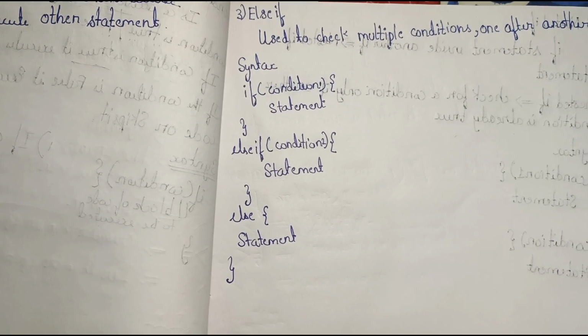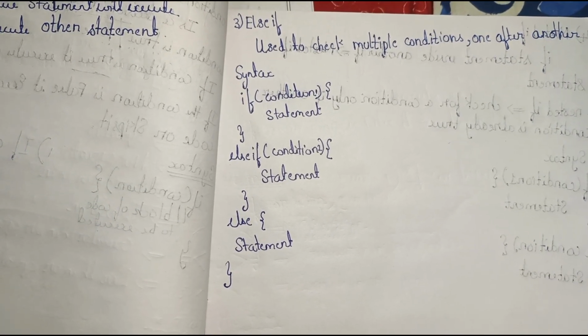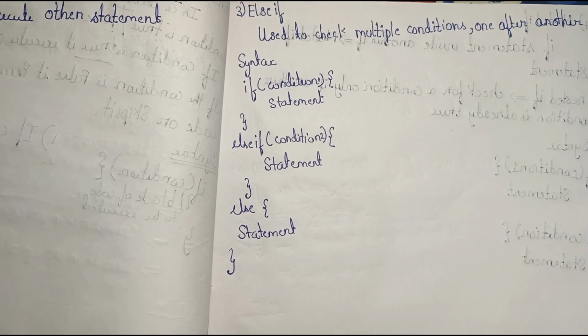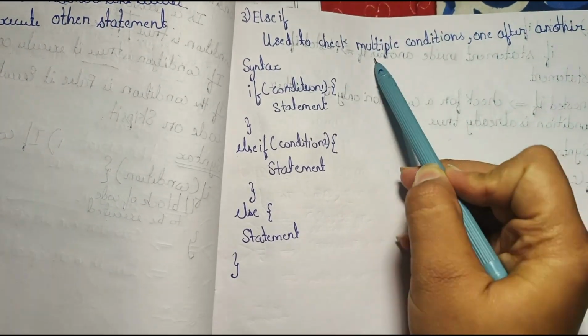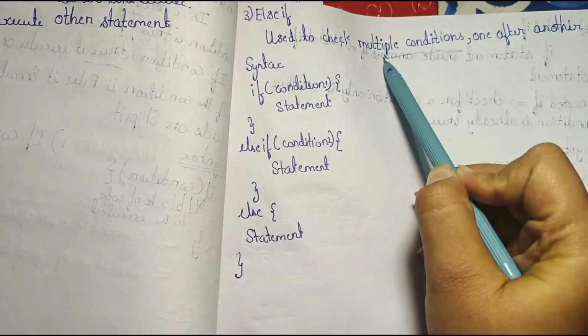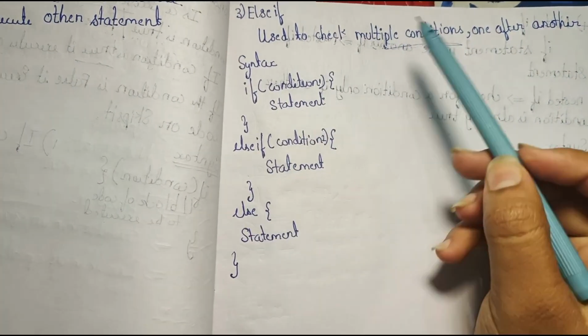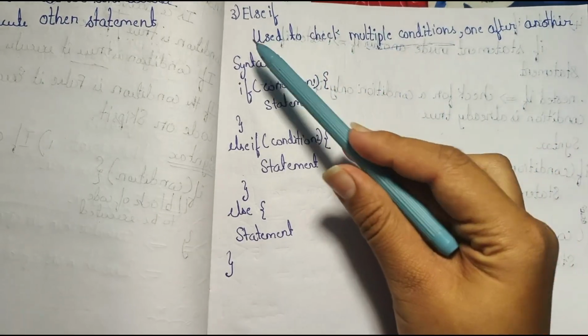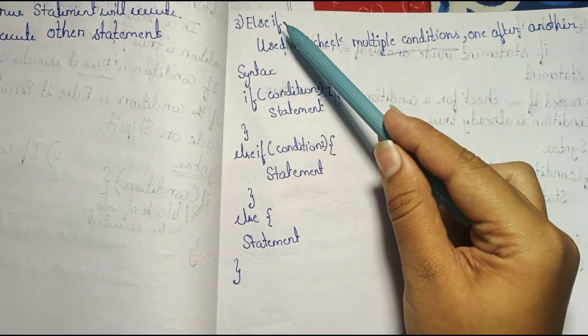Today I am starting with a new concept, that is else if. It is a continuation part of conditional statement. You can refer my playlist, that is C programming. Else if is used when you have multiple conditions. When you have multiple conditions, one after the other, at that particular time you will use this else if. When you have more conditions, you will use this else if.